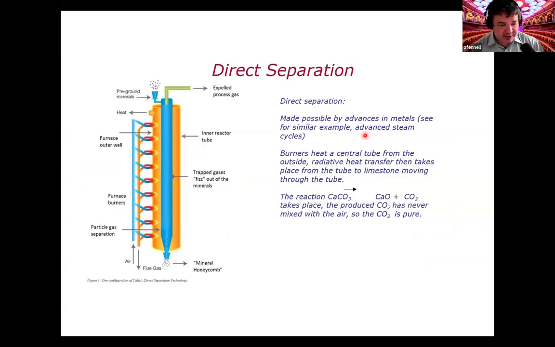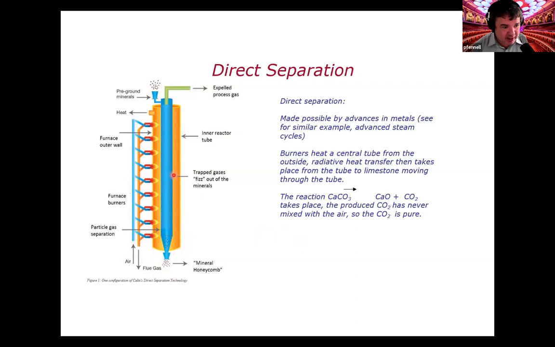Direct separation, this is the current new kid on the block. So essentially here you have a big, hot tube, and you pass your limestone in here. It falls down the big hot tube, which you're externally heating, and the CO2 comes out. But you haven't allowed that CO2 or the limestone to contact with the air. So the CO2 is pure and comes straight out here. You produce your lime down here.